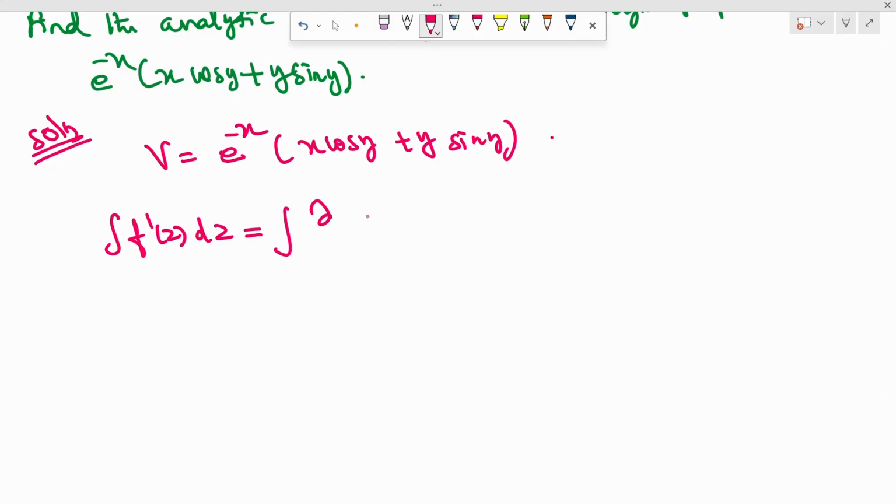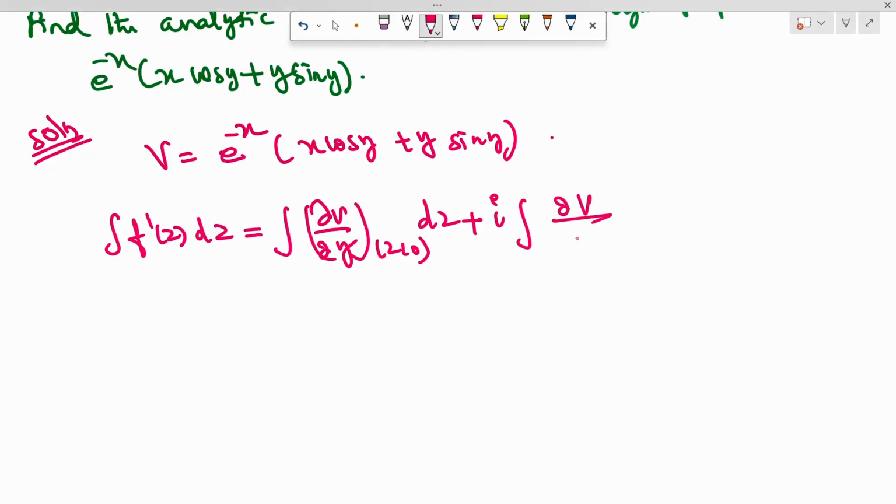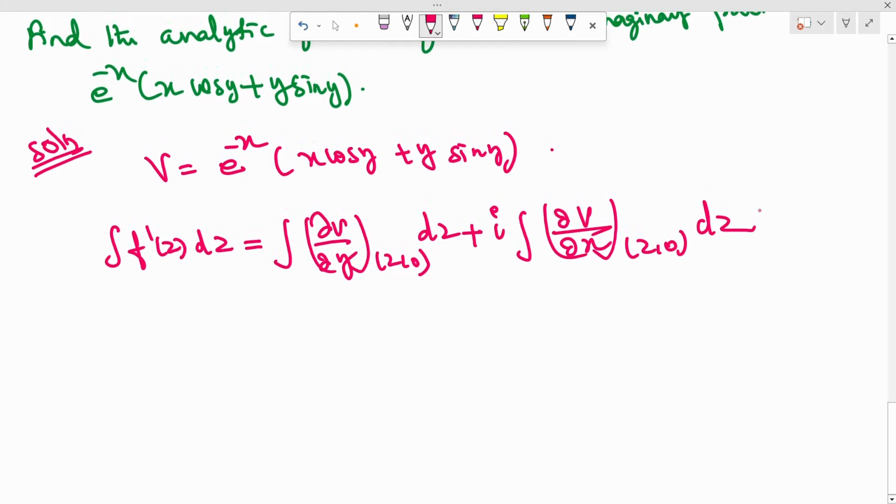Integral of dou v by dou y of z comma 0 dz plus i into integral of dou v by dou x of z comma 0. Okay, you should remember the formula, then only we can easily derive the problem. Okay, from the given v, first we have to calculate dou v by dou y and dou v by dou x.